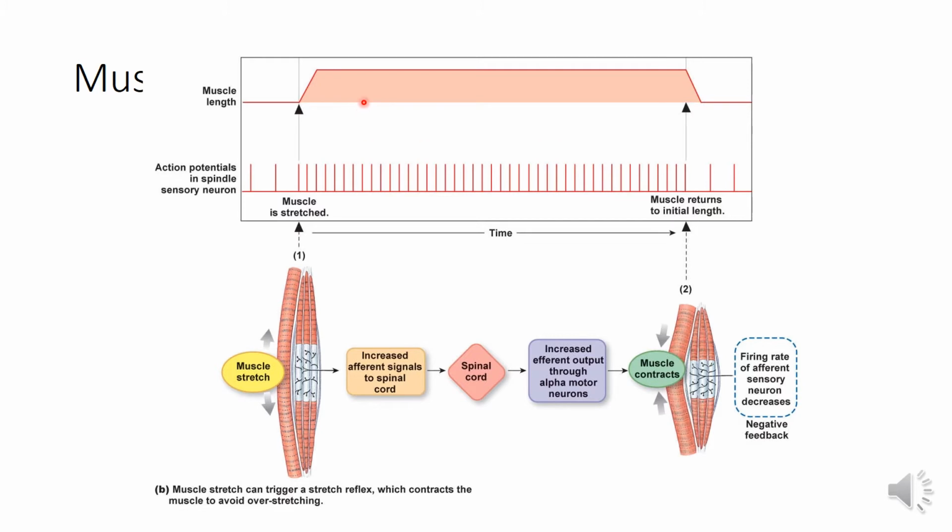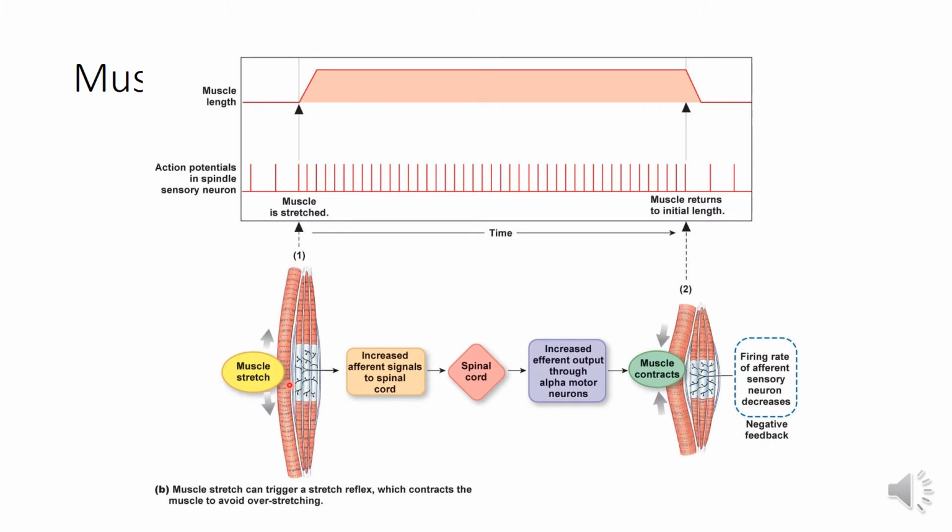In this figure, we have the muscle length, that is the initial muscle length, then the muscle length is increased. This means that the muscle is stretched. Consequently, when the muscle is stretched, the action potentials in the muscle spindle are going to increase to be parallel with the degree of stretch. When the muscle returns back to its original length, the degree of stimulation of the muscle spindle decreases.